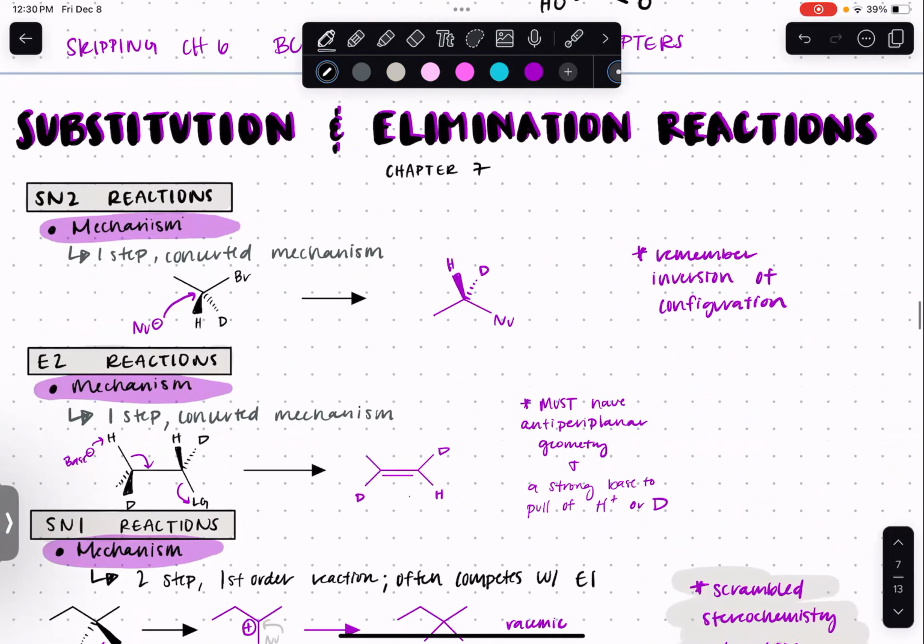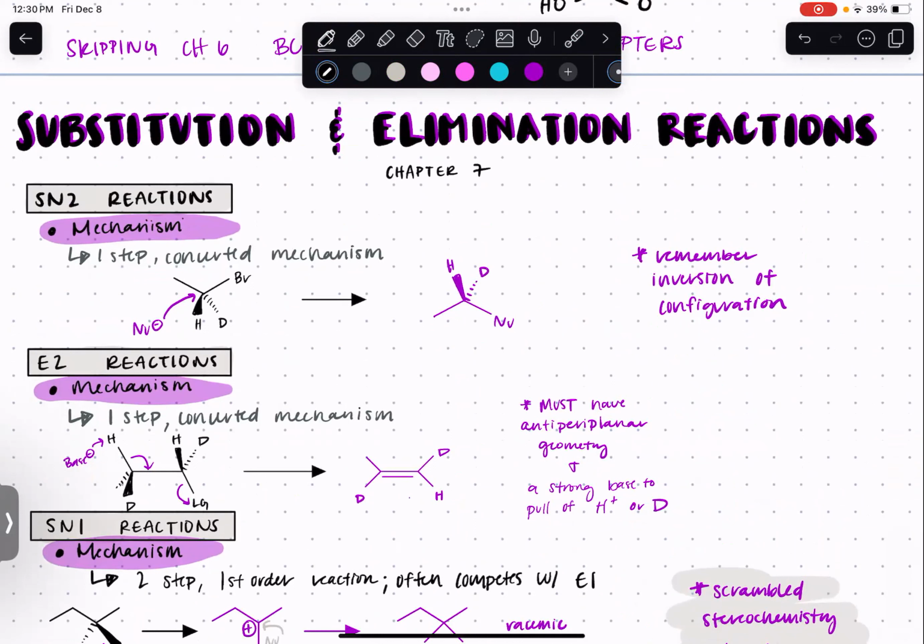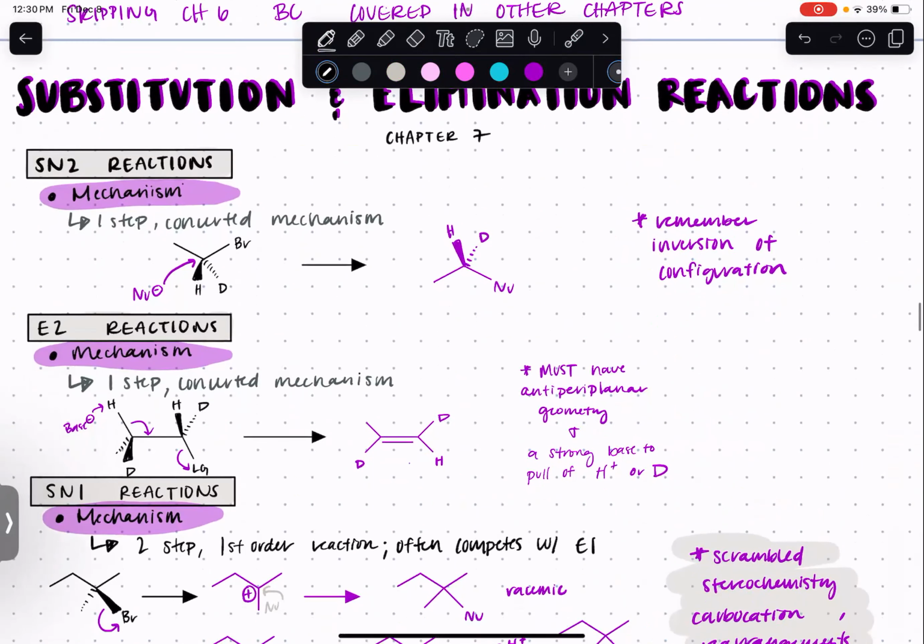Okay. So back to substitution and elimination reactions. This is the stuff that we just had on that exam. So we have our SN2 reactions, E2 reactions, SN1 reactions, and E1 reactions. So with these, SN2 reactions are going to be one-step concerted mechanisms, which are going to look like this. An important thing to remember here is you get inversion of configuration.